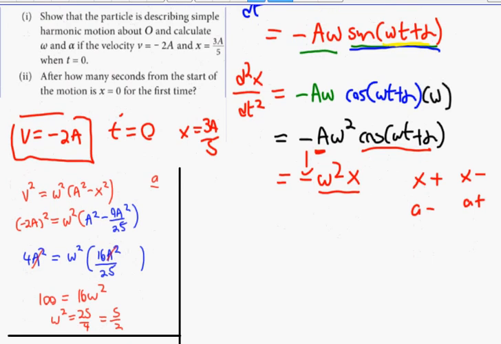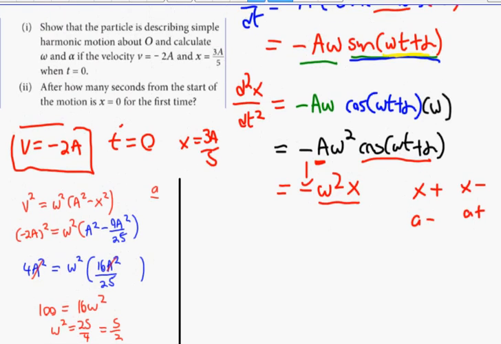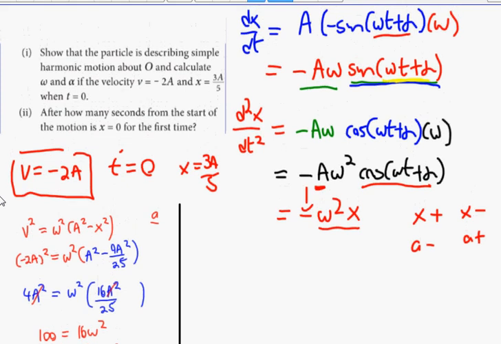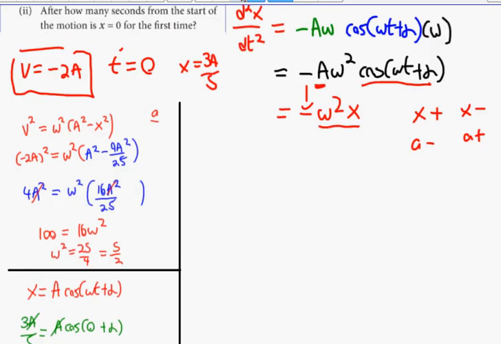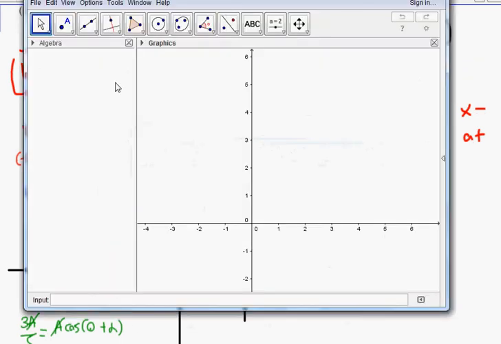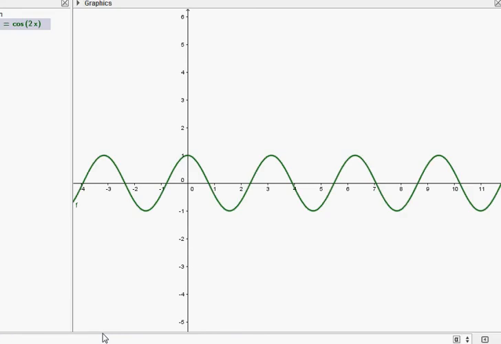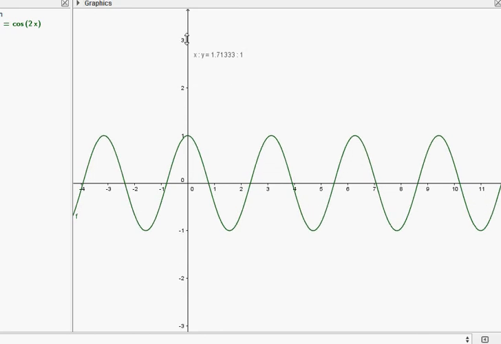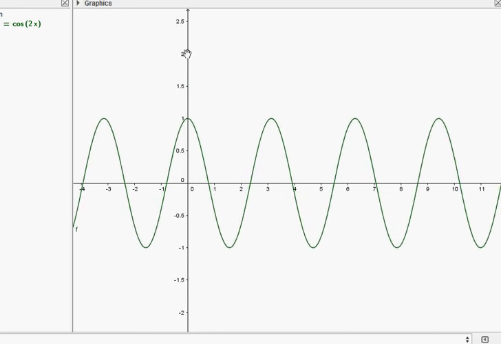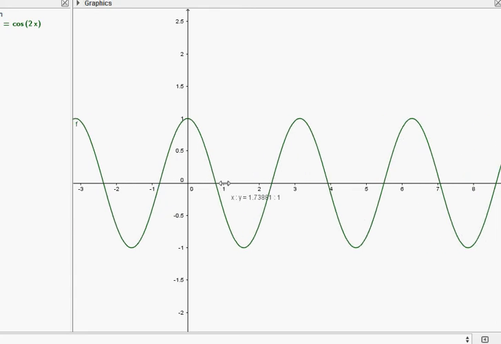So, what we get next, guys, is after how many seconds from the start of the motion is x equals 0 for the first time? When is x equals 0? Now, remember what we said earlier, that when you have a standard cosine function, an example would be y equals cos 2x. You have a standard wave function. What the amplitude does, the a value, is it will make it taller. If I had an a value of 2, it'd go as far as 2. So that's your cosine function.